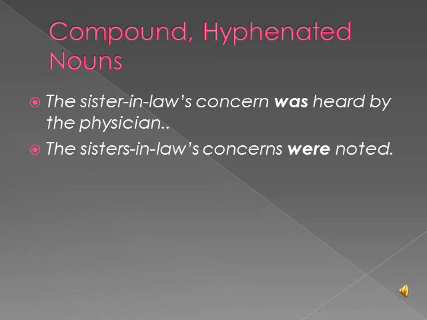Notice these examples of compound hyphenated nouns. "The sister-in-law's concern was heard by the physician." We're talking about one sister-in-law, her concern: sister hyphen in hyphen law apostrophe S. Let's look at the next example here. "The sisters-in-law's concerns were noted." We're talking about more than one sister-in-law, right? Because we have "were" as our key word here. There's more than one. We're going to pluralize sisters and still have the apostrophe S at the end.